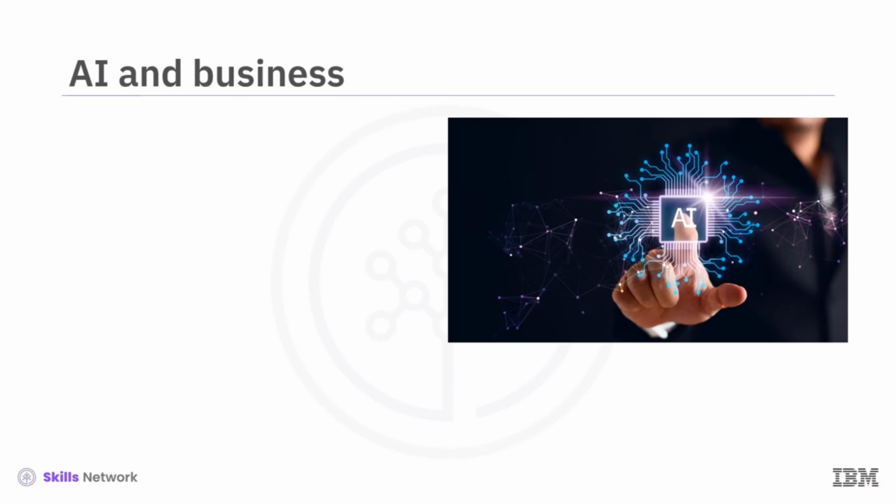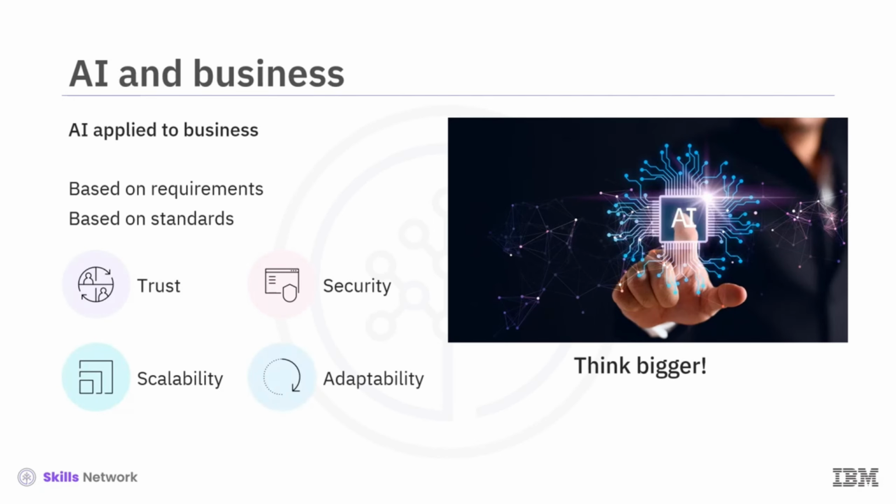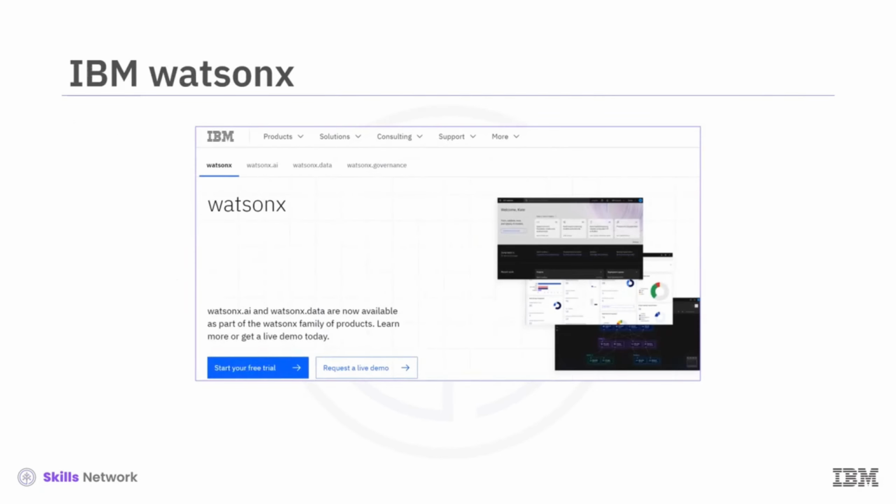Generating a poem, art, or a song through AI is fun, but when AI is applied to business, you need to think bigger. AI for businesses needs to be built based on requirements with higher standards. When you build AI in the core of your business, it needs to be trusted, secured, scalable, and adaptable. Here is a platform that helps businesses leverage AI: IBM WatsonX.